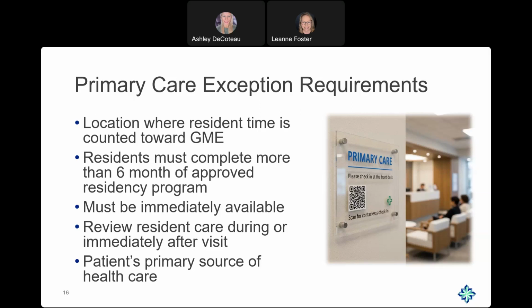The teaching physician must review the care provided by the resident either during or immediately after that visit. And that outpatient setting must be the patient's primary source of health care. We had a pre-submitted question asking, is there a way to look up if a clinic is a registered primary care exception or PCE clinic? The clinics need to maintain record of their status as a primary care exception facility. There's not a central registry for primary care exception clinics.